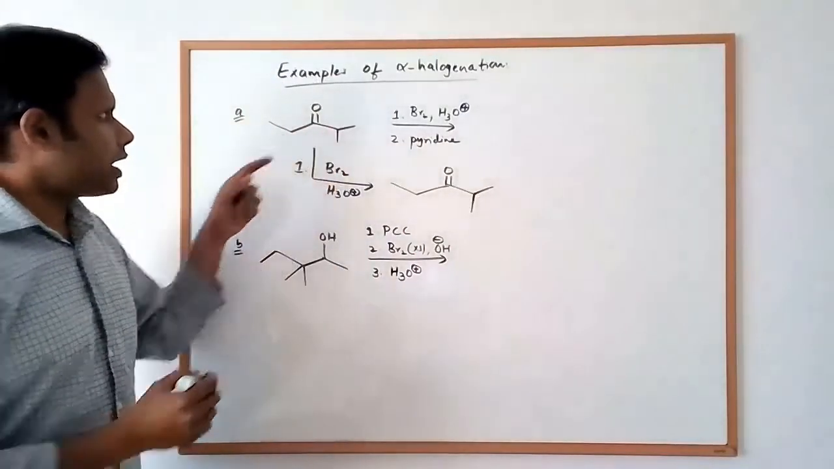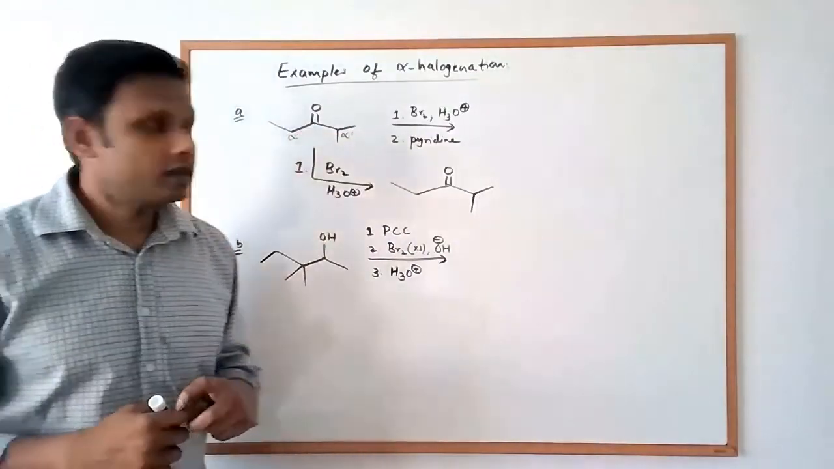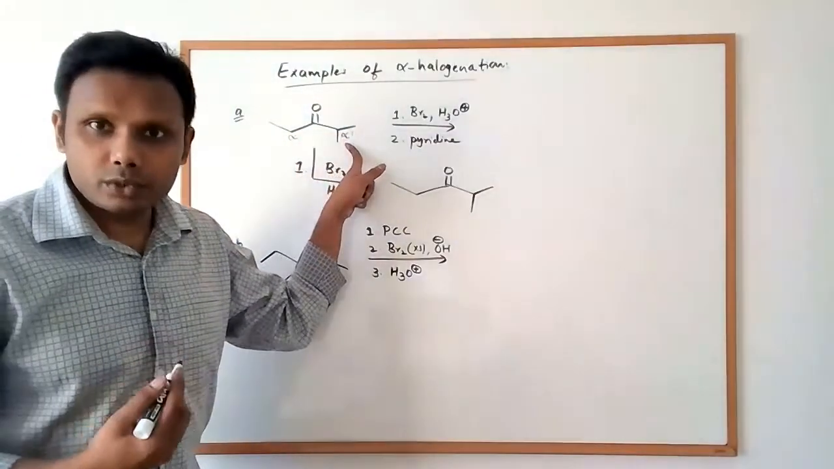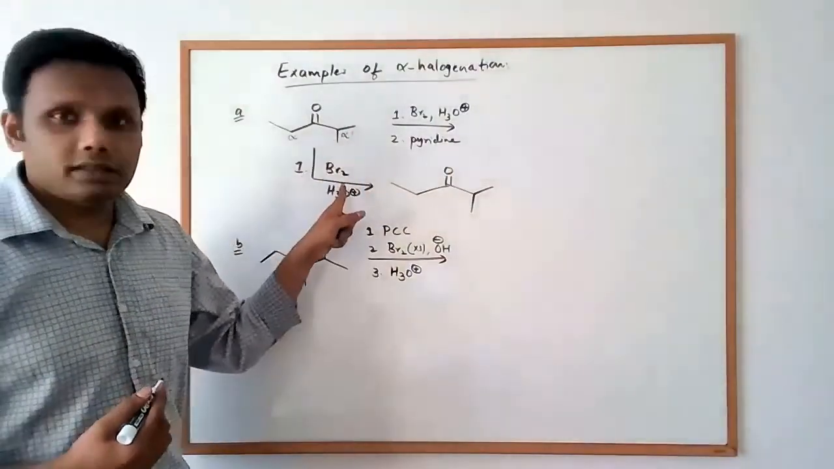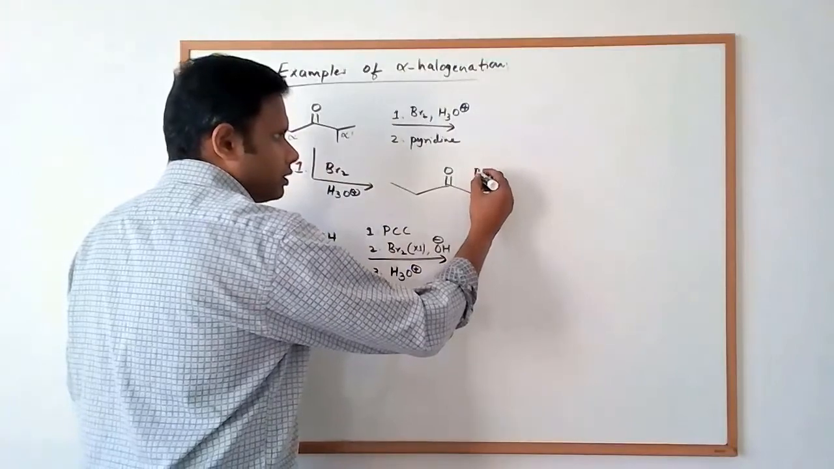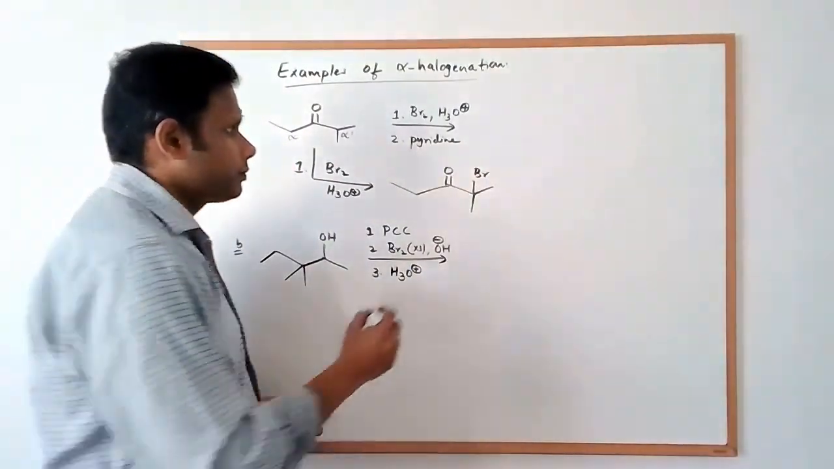So we have two alpha positions, alpha and alpha prime. And notice how alpha prime is the more substituted position. So the halogen is going to go to alpha prime. So we'll get a bromine over here. That's where the bromine would end up.